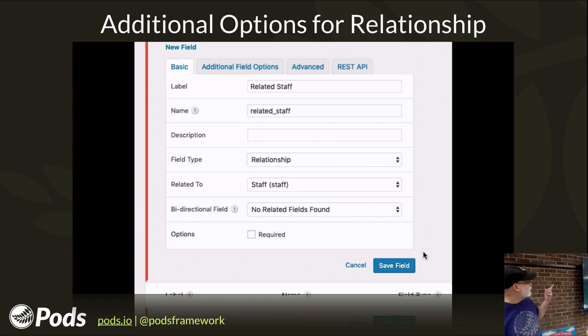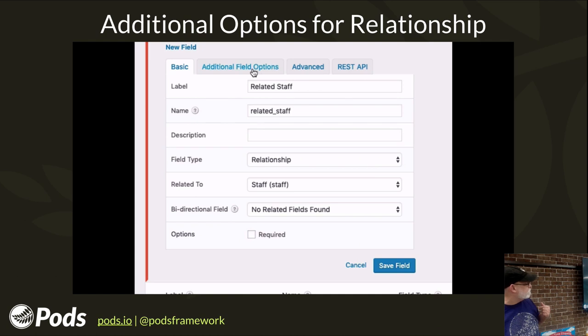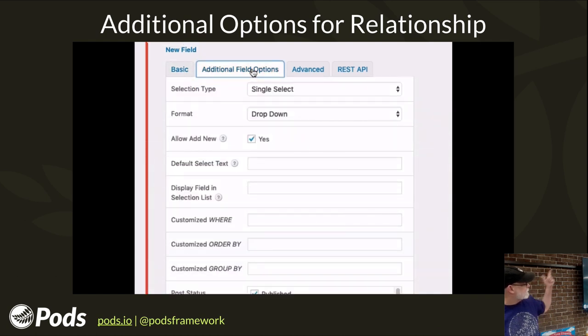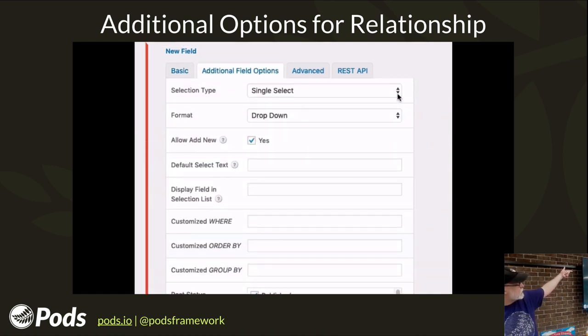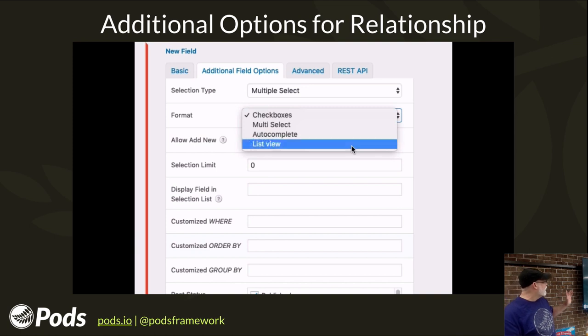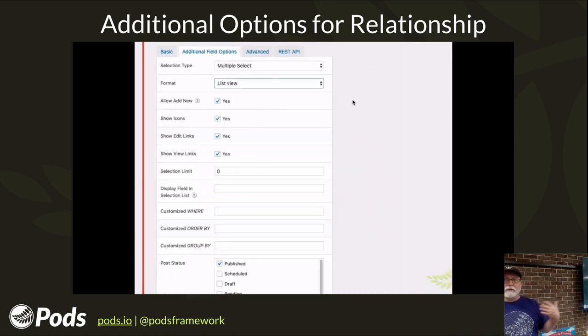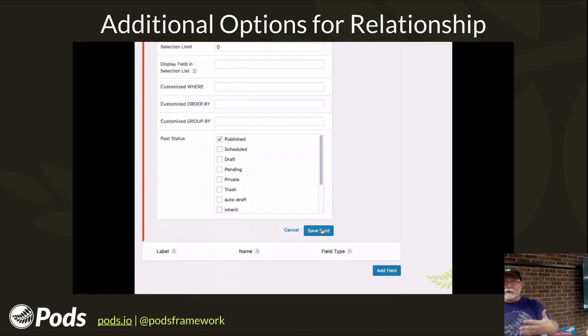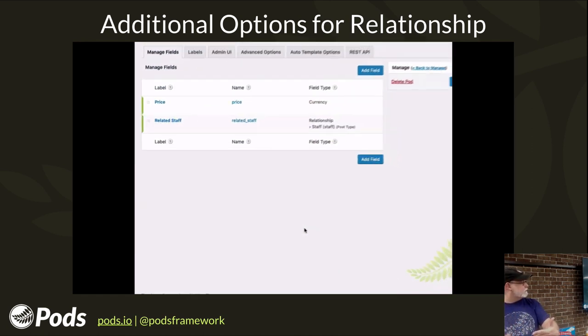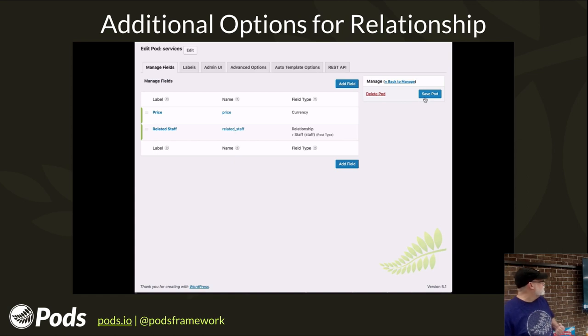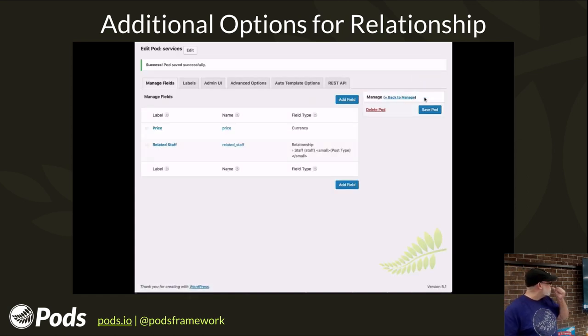So I'm going to go into the additional field options on this one and click singles, where it says selection type. I'm going to change that to multiple select so that this becomes a many-to-many relationship, and I'm going to change the format to list view. And that allows us to add new relationships through the relationship on the back end. So we hit save pod, and that is done. And now we'll show off how to add these related staff members.